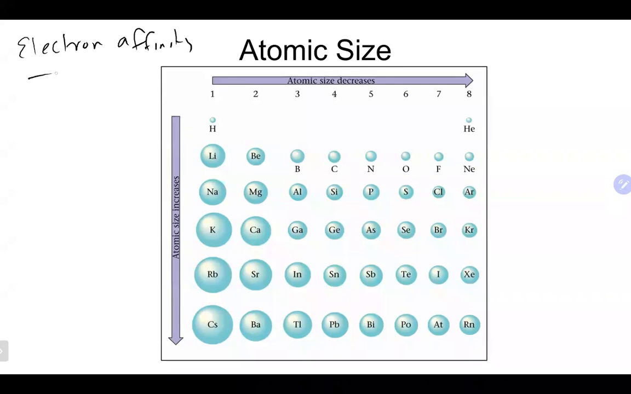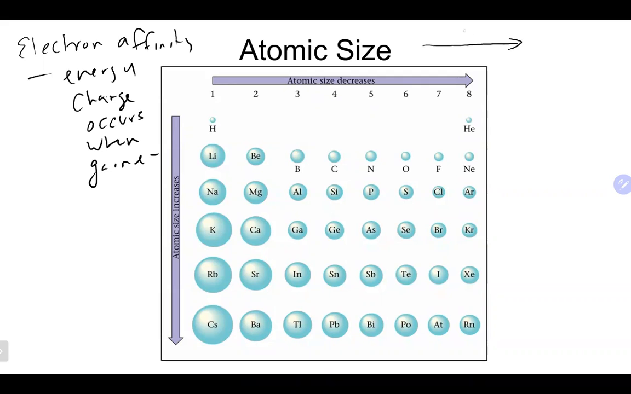And that is the energy change that occurs when you gain an electron. So when you gain an electron, you become negatively charged. If you have an affinity for something, you like it, right? And on the periodic table, electron affinity increases as you go up and to the right, decreases as you go down to the left. The last one, which sounds kind of similar, is what is known as electronegativity.